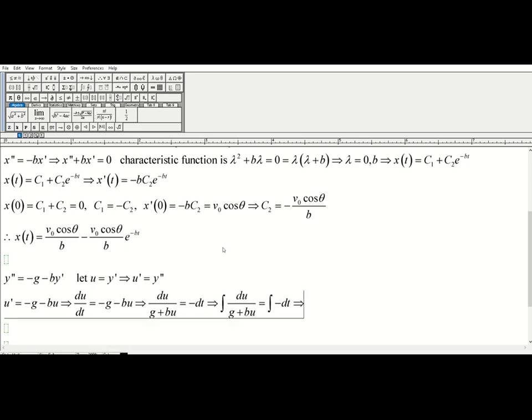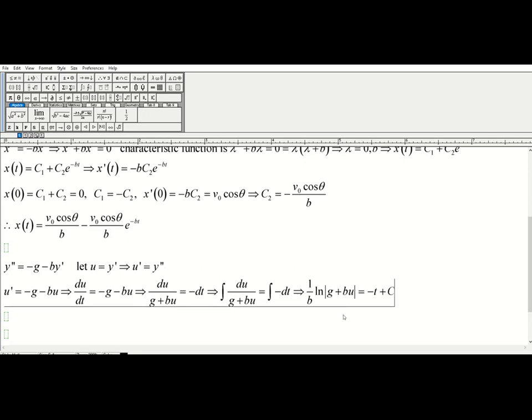Okay. On the left-hand side, I'm going to have a natural log of that denominator, aren't I? And I'm missing a constant out front. Let's go figure out what our constant is. So it's going to be G plus BU. When I take a derivative of this, I'm going to multiply by B, so I'm going to take a 1 over B. That should be the integral of this. You could take a derivative and double check yourself. And on the right-hand side, I'm going to get -t plus C. And there's my first constant of integration.